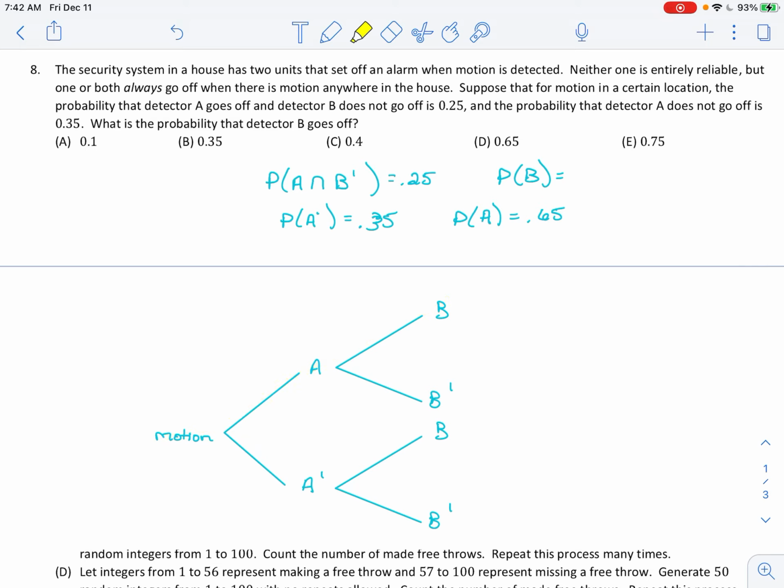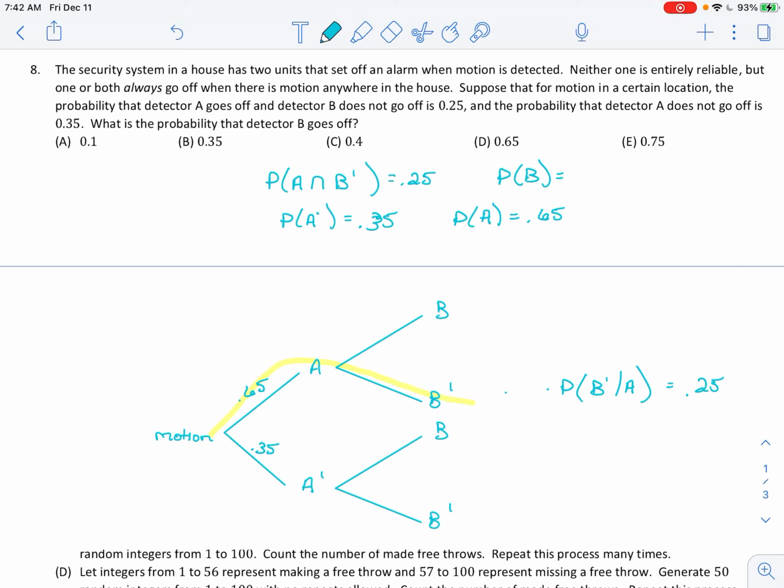So I went ahead and thought of it in this light so that I could label 35% of the time, if there's motion, A won't go off. But that means 65% of the time it does go off. And then the only other bit of information it gave us was that A and not B is 0.25, which is telling me that this path, that product of A times not B given A is, what did it say? 0.25. Well, I know the probability of A, so I'm just going to get rid of that.